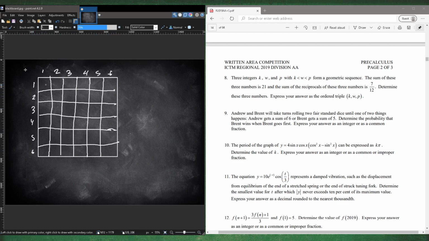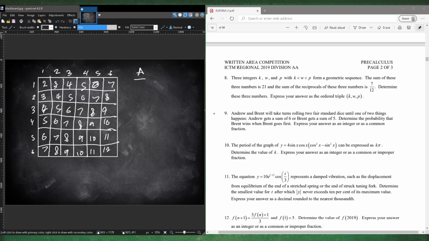Basically, the diagonals are all the same, so it's going to be 2, 3, or you could just fill it out by looking at it. 5. This is 6, 7, 8, 9, 10, 11, and 12. So what's the probability that Andrew wins?